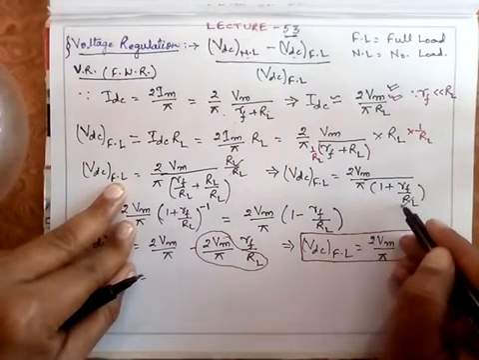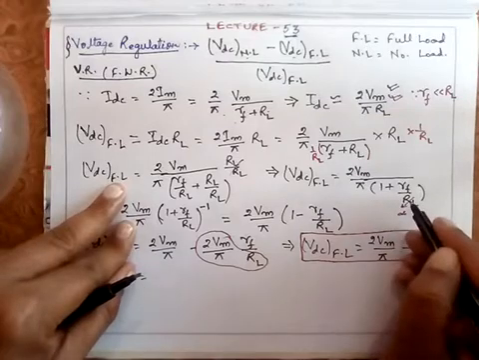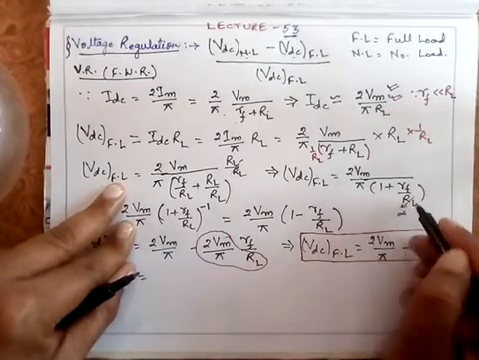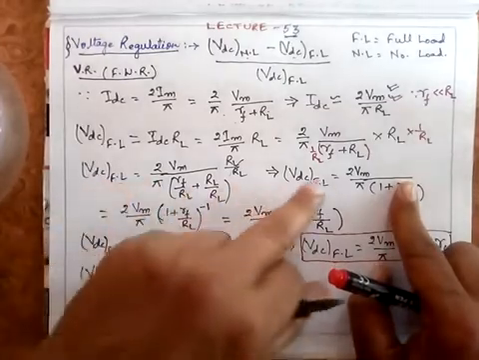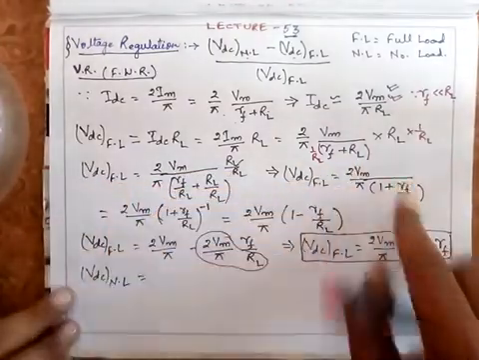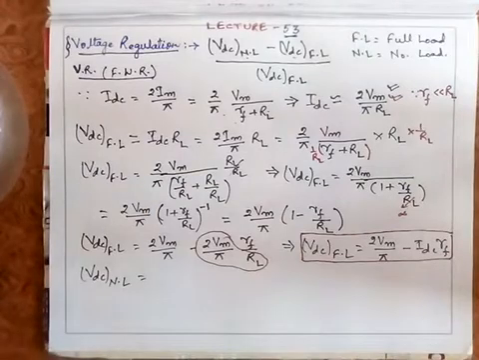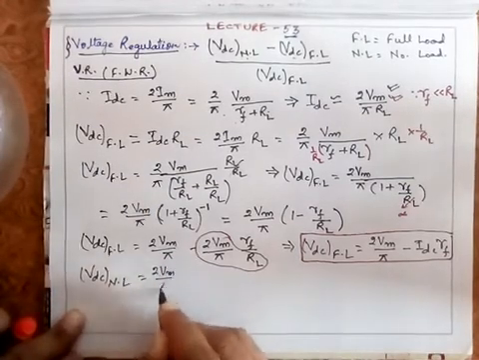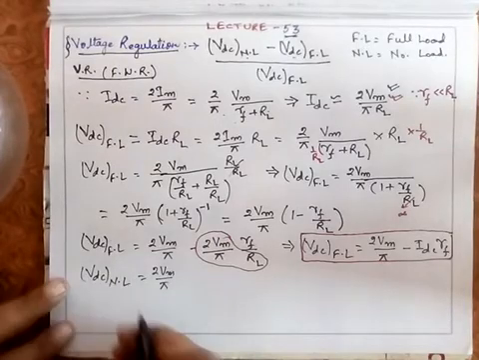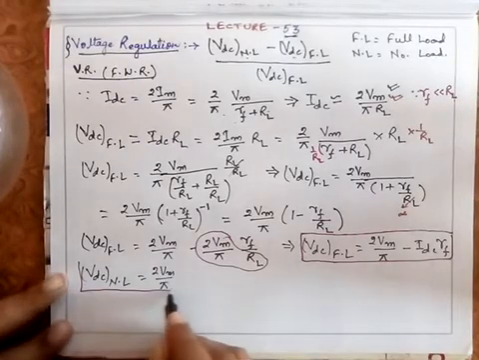If this is tending to infinity, just see, this complete factor will be 0. If this factor is 0, your VDC under no load condition will be simply twice Vm by pi. So I can say VDC under no load condition will be twice Vm by pi. I hope that this is clear to you.